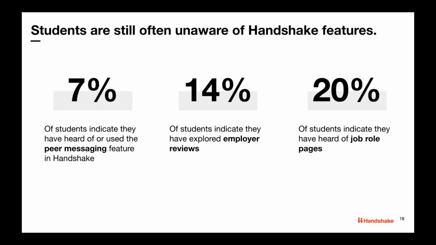What I wanted to really underline here is that students are still often unaware of some of Handshake's most interesting features. You can see here, when we put our survey out into the world, we found that 7% of students had heard of or had used the peer messaging feature in Handshake. 14% of students indicated that they had explored employer reviews, and 20% of students indicated that they had heard of job role pages. We think that these are really compelling ways for students to unlock more value from Handshake, make better connections with employers, connect with their peers, and really enrich their job search experience.